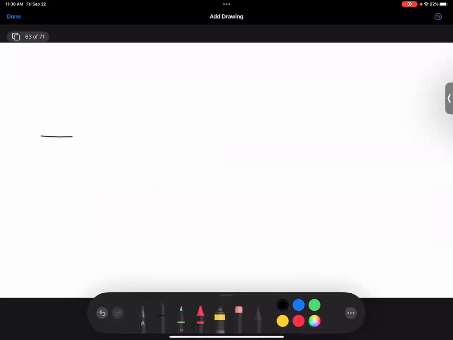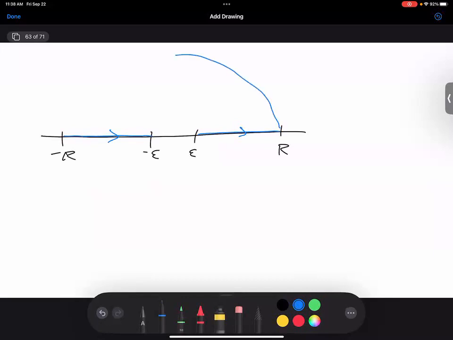And so here's minus r, here's minus epsilon, here's epsilon, here's r. And so a lot of it is going to be pretty straightforward. I'm going to come down like this. I'm going to come down like this. I'm going to come along like this. And my function is f of z is e to the iz over z.